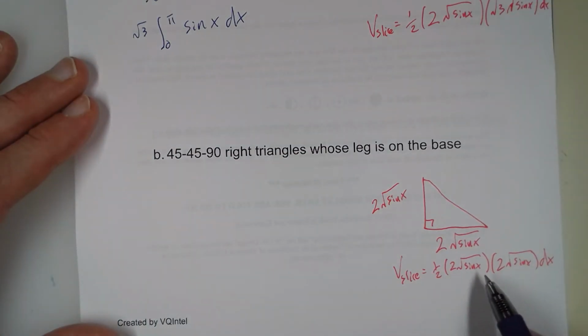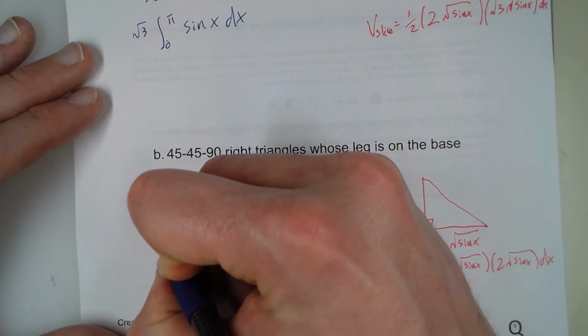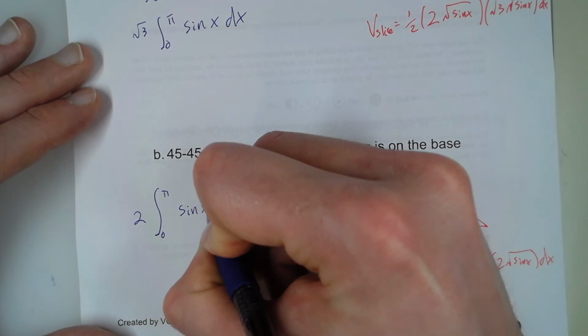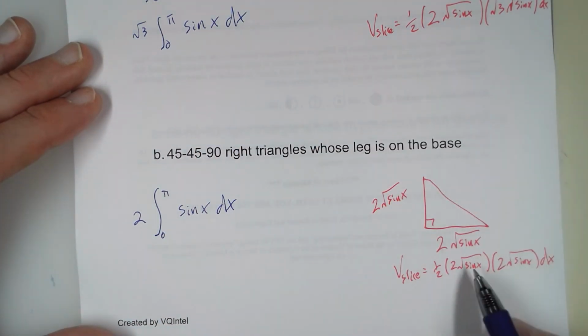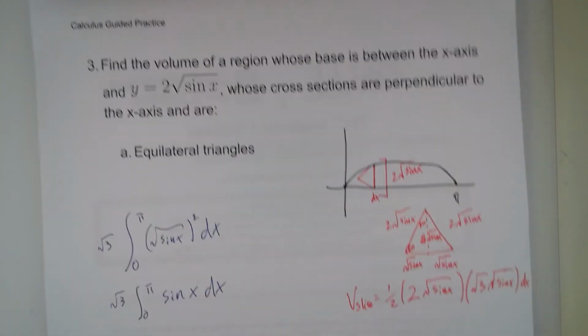Remember that multiplying doesn't distribute. Multiplying distributes when there's addition. So there's another 2 out front, sine of x dx, because the 2 square roots, when you multiply, just result in sine of x. All right.